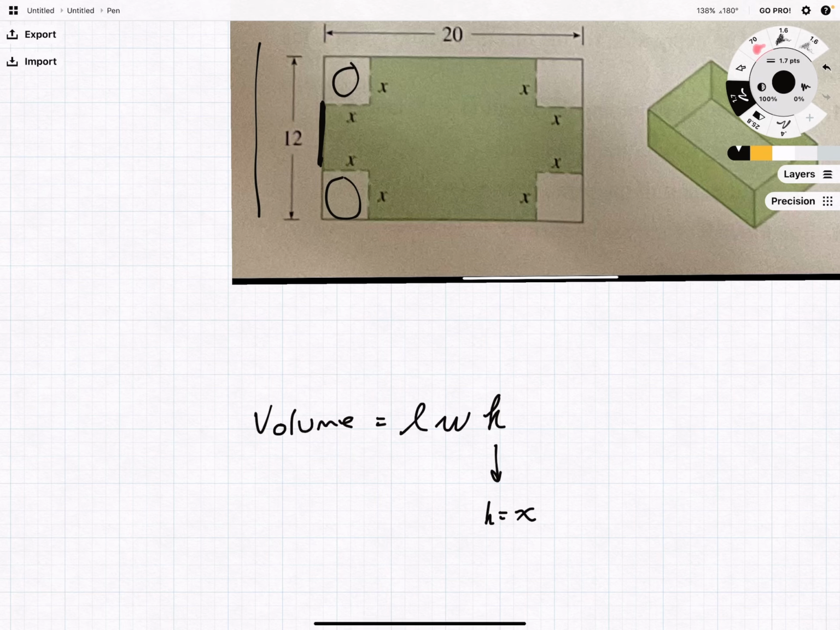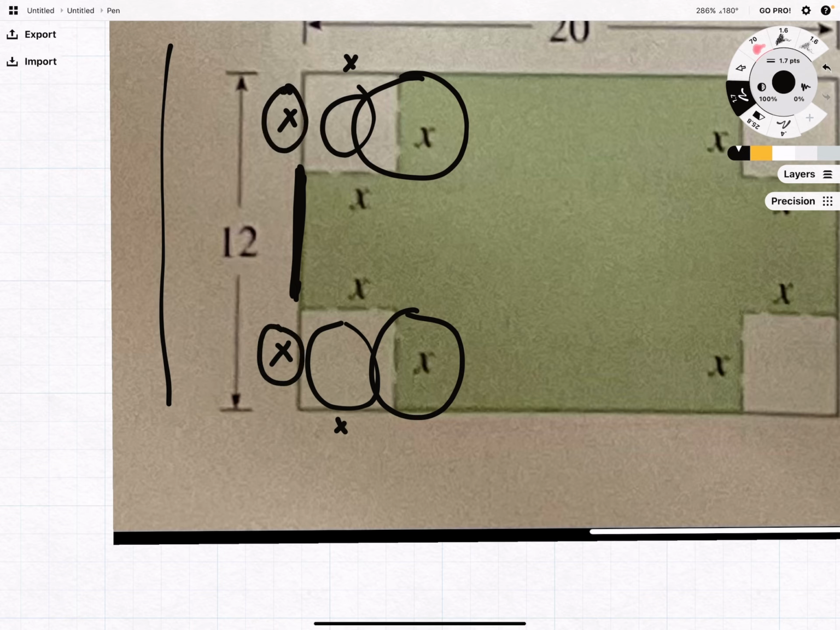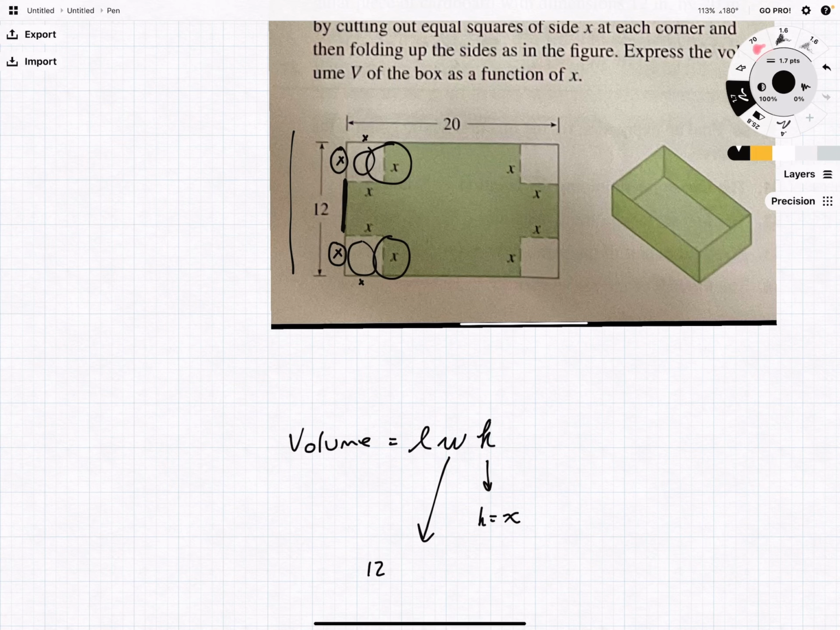So for the width, we have 12, but here we have these x's, and it's also x on this side too, because it said they cut out squares, so we can confidently say that all sides of the square are length x. So there are two x's, 1 and 2, which means the width is going to be 12 minus 2x.